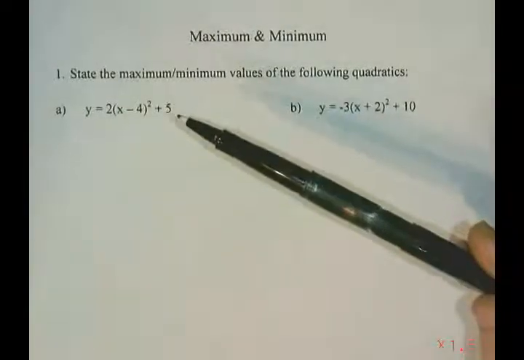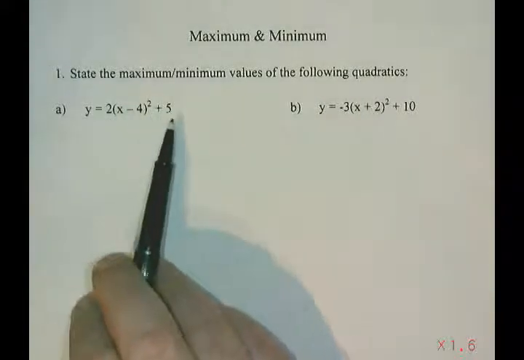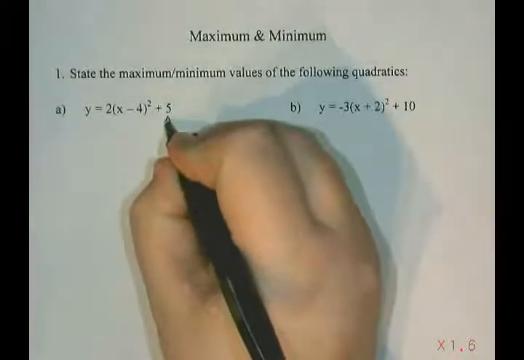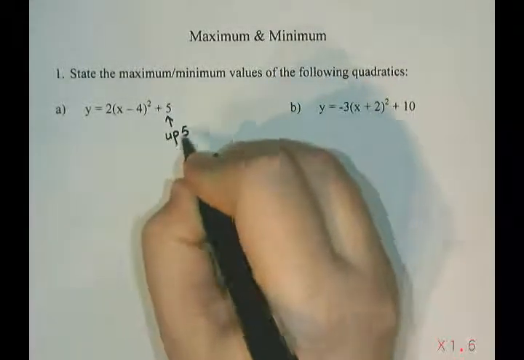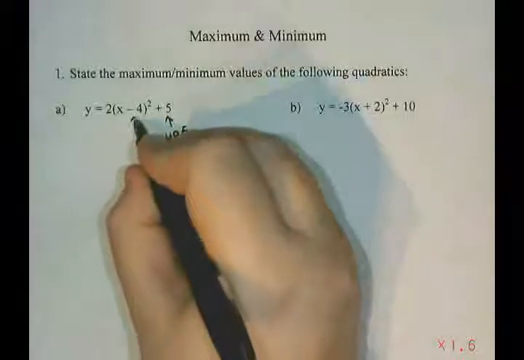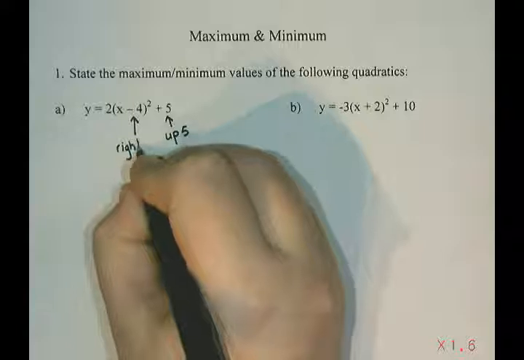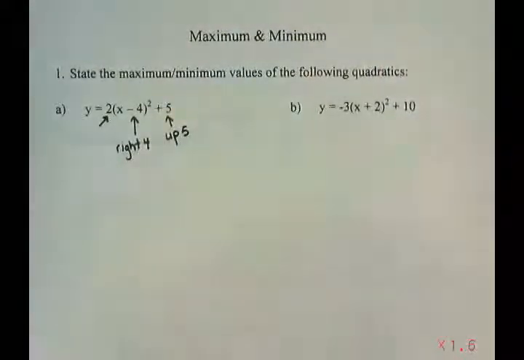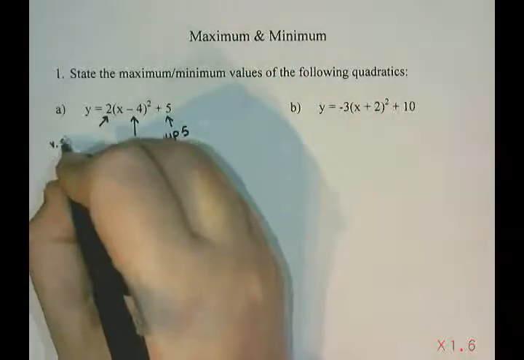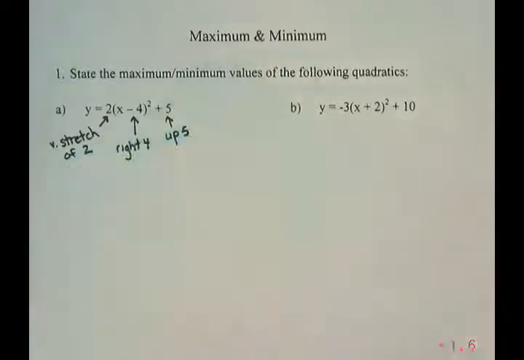Now we've been practicing transformations. So if I take a look, there are three numbers here. I have the 2, the negative 4, and the plus 5, and I'm going to start with the plus 5. The plus 5 would move my graph up 5. That negative 4 should move my graph to the right 4, and the 2 would be a vertical stretch of 2. Really, that means it's going to be 2 times thinner than a regular parabola.